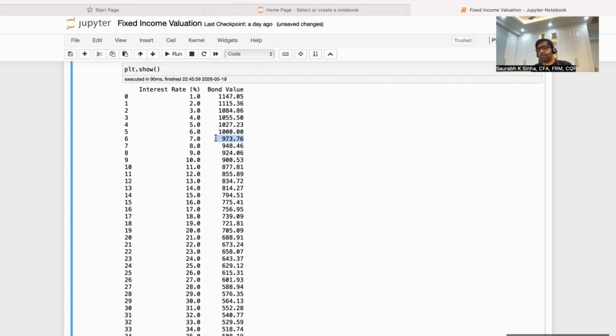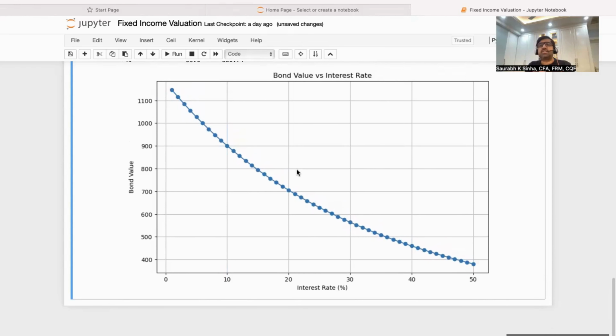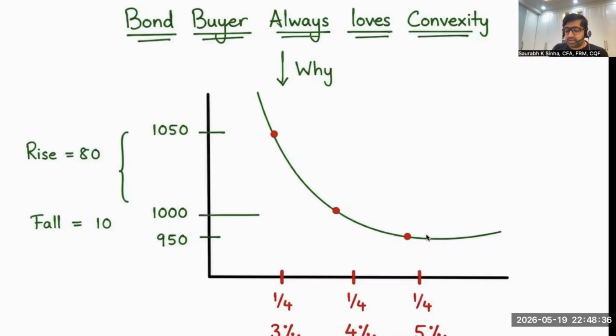And I'm going back to my notes, but with one question. Think about this question. As an investor, do you like this convexity of the bond? This convex nature of the price and interest rate curve, or price yield relationship, we call convexity. So, as an investor, will you love convexity or hate convexity? Think about it. And the answer to that question is bond buyers always love this convex nature of the price yield curve.